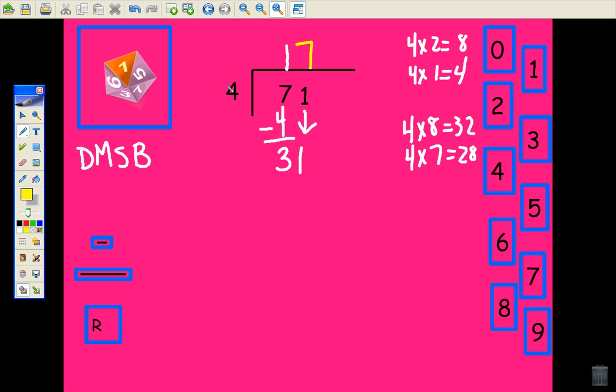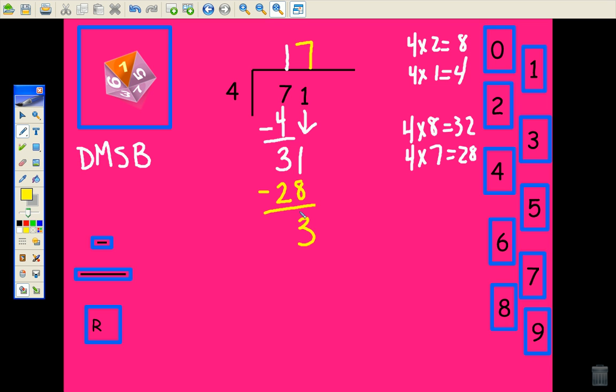7, okay, that was our division. We said we're going to go in 7 times. 7 times 4 is 28. Now I'm going to do my subtraction. 31 minus 28 is 3. Bring down. There's nothing else to bring down. So that means I am done dividing.